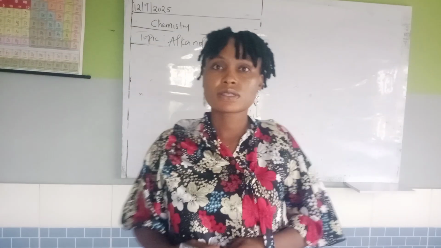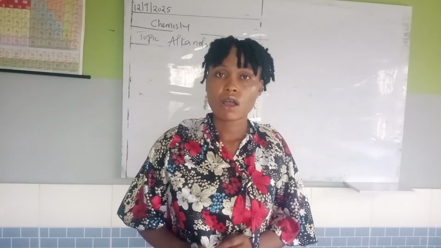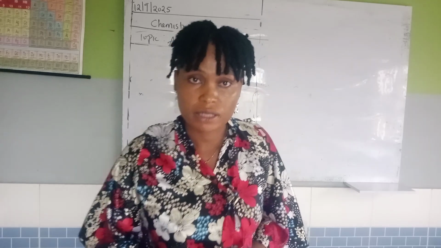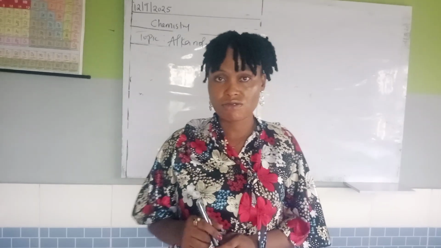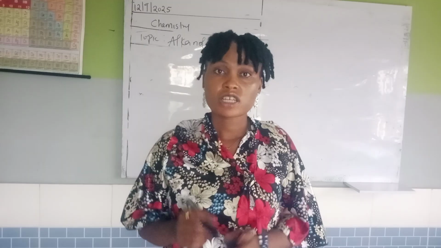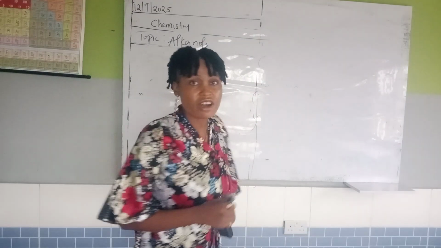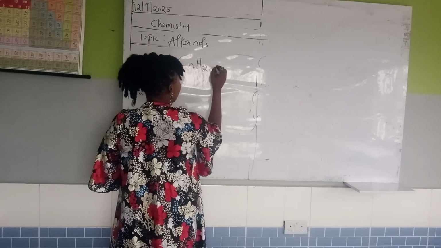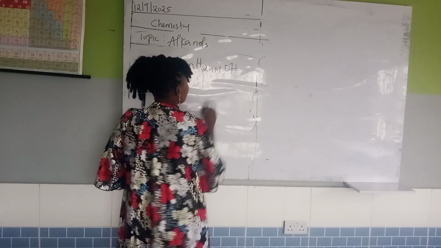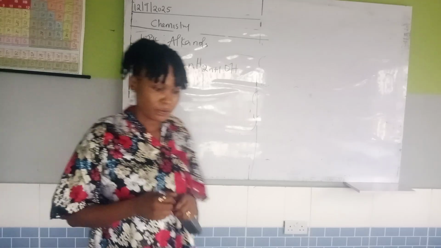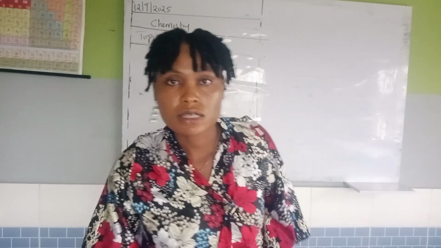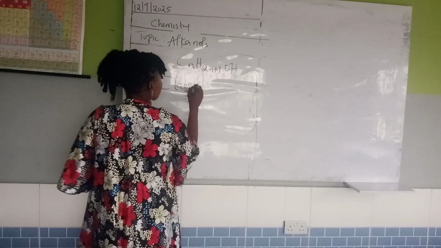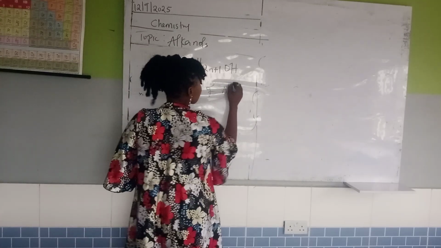What are alkanols? Alkanols are a group of organic compounds that contain a hydroxyl group. They form a homologous series with the general molecular formula CnH2n+1OH. Okay? And there are three classes of alkanols.